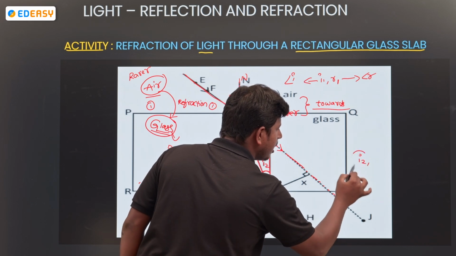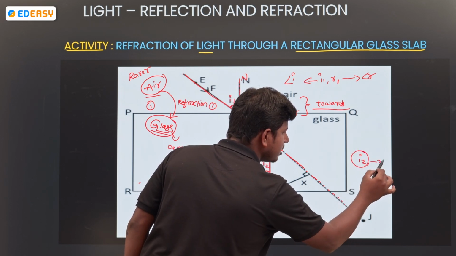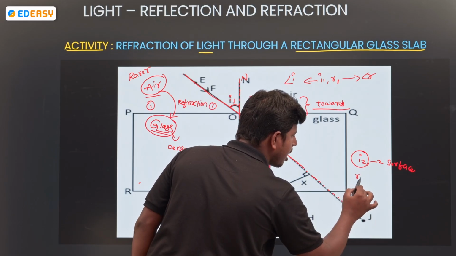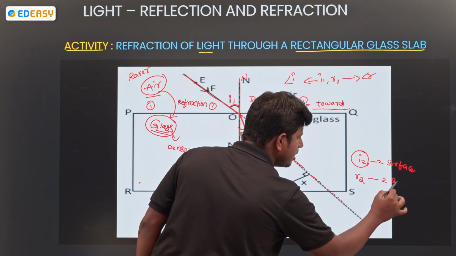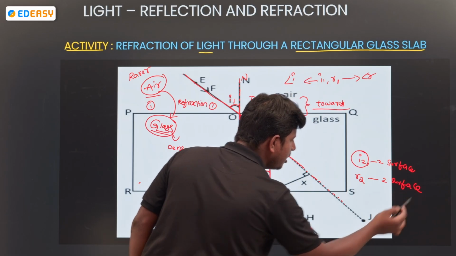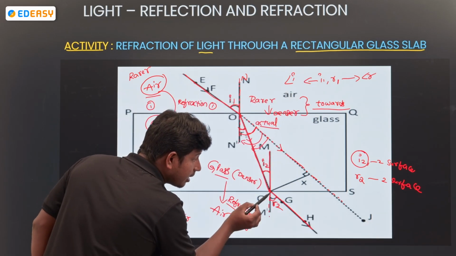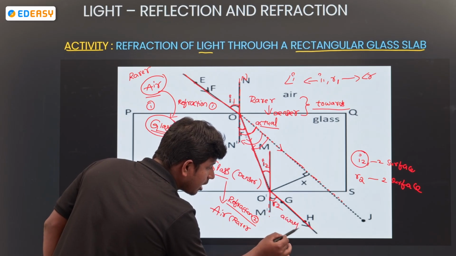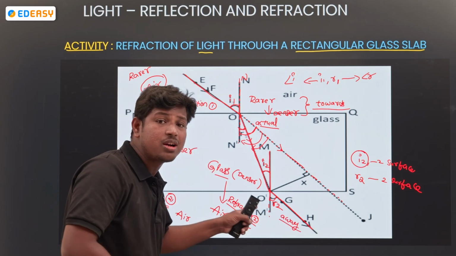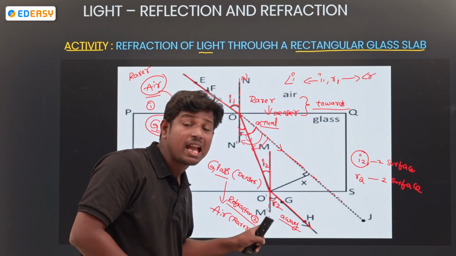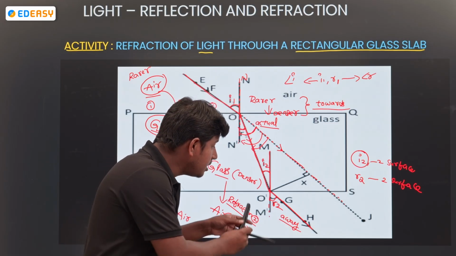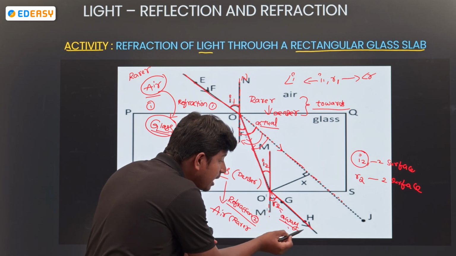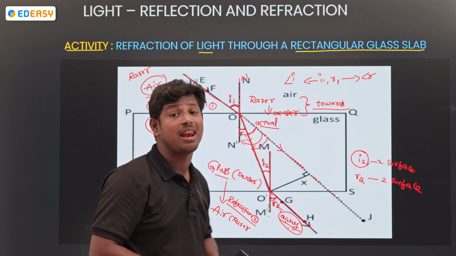I2 is the incident angle with the second surface, and R2 is the refracted angle with the second surface. And look at the ray: is it away from the normal or towards the normal? Away from the normal. See, the actual direction is like this. But what happened? Away from the normal.